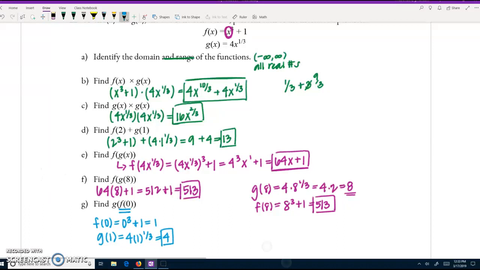If I did it the function composition way, I could find g of f of x, which means I would find g of x cubed plus 1. And g of x cubed plus 1 would be the same thing as saying 4 times x cubed plus 1 raised to the 1/3 power. So if I wanted to plug 0 into this operation, I'd end up with 4 times 0 plus 1 to the 1/3, which is going to give me 4 times 1 to the 1/3, which is going to give me 4, just like we found doing it the other way. So either approach is fine when you're working with numerical operations.